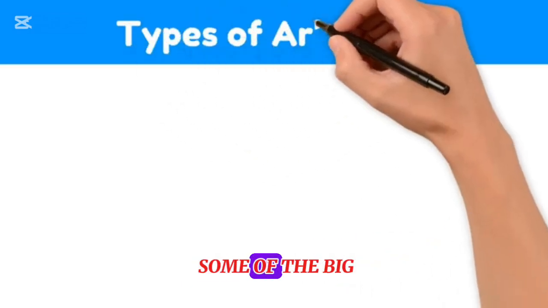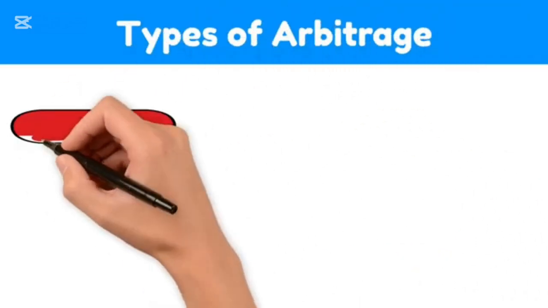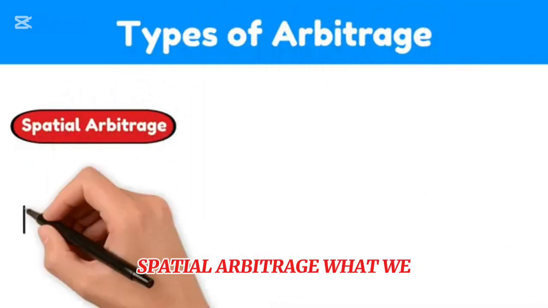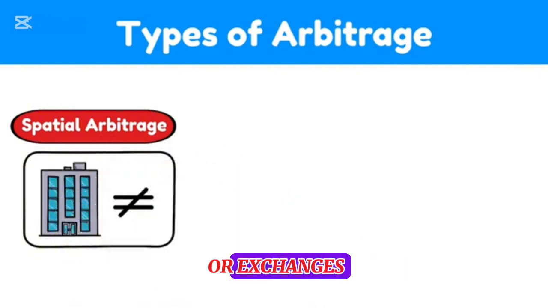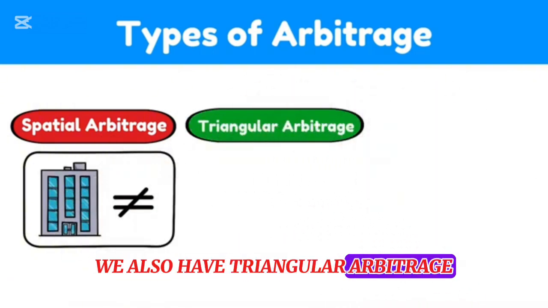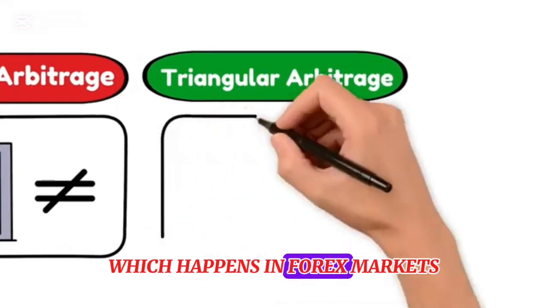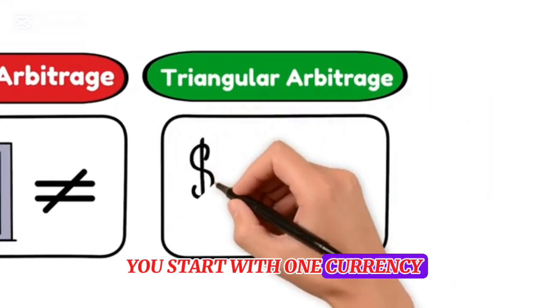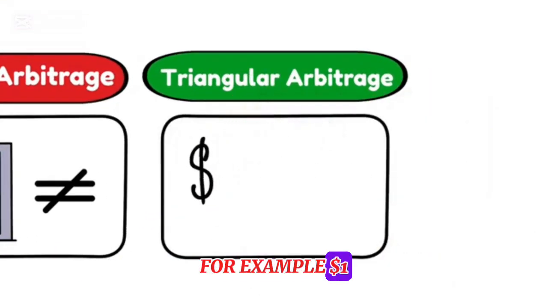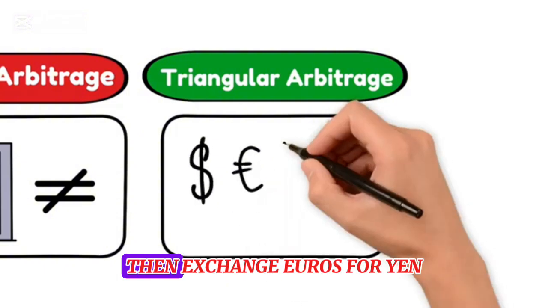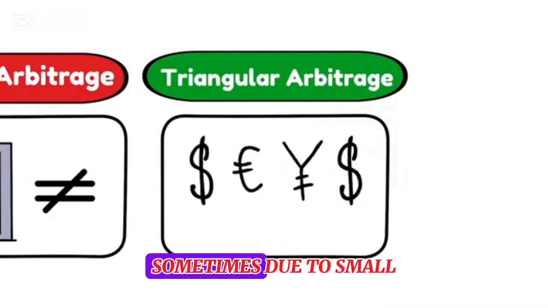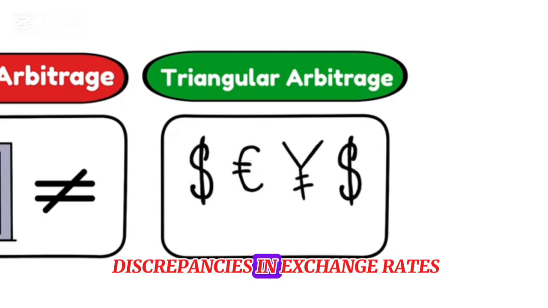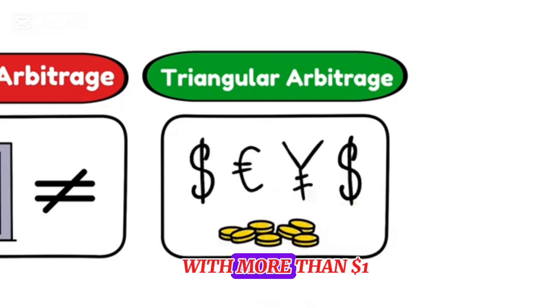There are several types of arbitrage, but here are some of the big ones you'll hear about. Spatial arbitrage. What we just covered, same asset, different places or exchanges. We also have triangular arbitrage, which happens in forex markets. You start with one currency, for example $1. You exchange it for euros, then exchange euros for yen, then yen back to dollars. Sometimes, due to small discrepancies in exchange rates, you can end up with more than $1.